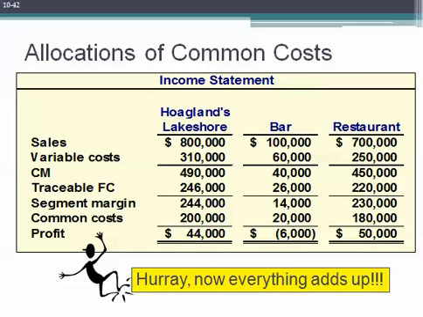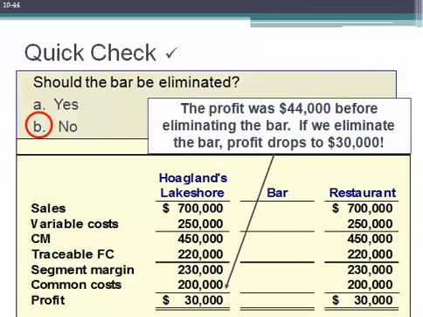However, we need to be careful with this. If we were asked the question, should the bar be eliminated? If we looked at this income statement, our initial reaction might be to say, yeah, we ought to close down the bar because it's operating at a $6,000 loss. But would that be true? Not at all, because if we eliminate the bar, its segment margin goes away, and that segment margin of $14,000 was helping us to cover our common fixed cost.